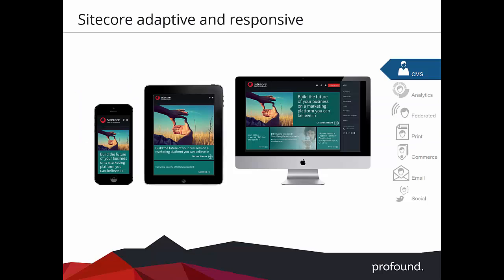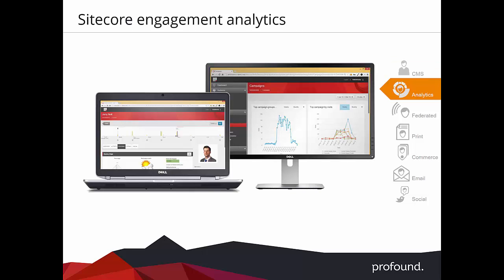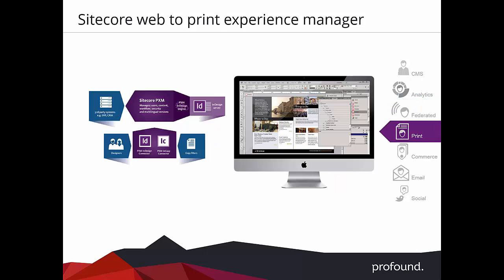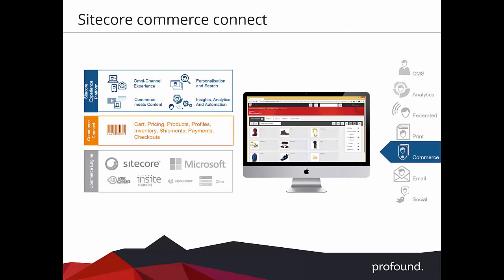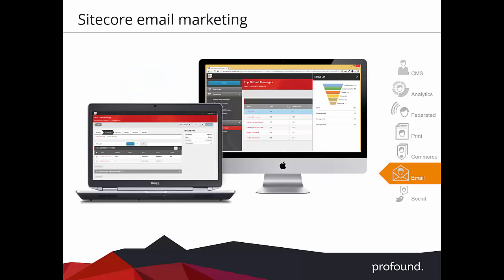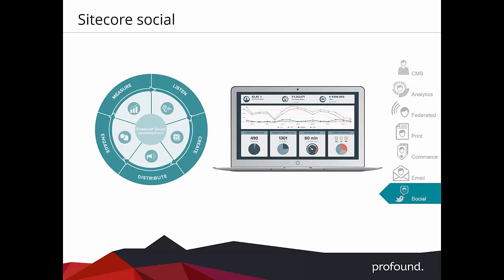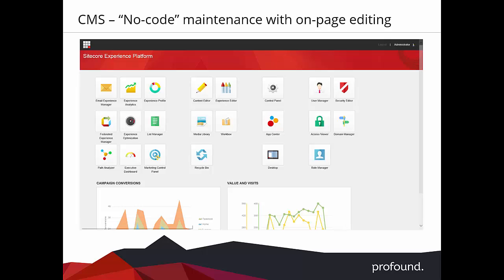Okay, let's wrap things up with a quick summary of Sitecore's capabilities. It's obviously responsive to work on mobile devices. It has those very powerful analytics that we were looking at earlier. It offers something called federated experience, so you can track content on other websites outside of Sitecore. There's a web to print experience manager, so your content from the asset library can feed into print. There's a whole e-commerce capability. Email marketing is obviously a standard part of the system, and this can extend to nurturing. So if you have specific nurture campaigns around those engagement plans, you can post things out to your various social networks and have all of that moving through.